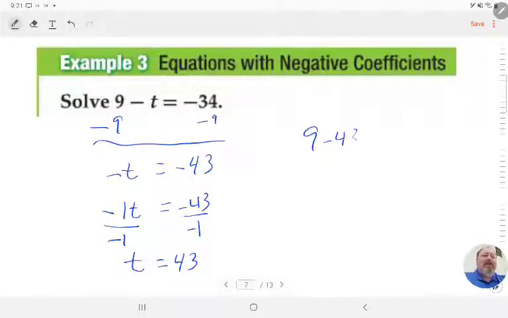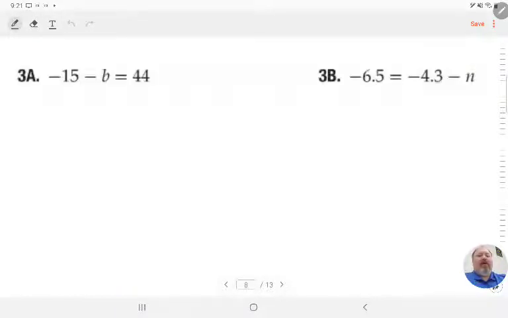9 minus 43 would be like saying 9 plus a negative 43. Opposite signs, you subtract and keep the sign of the larger absolute value. And that would give me negative 34. Check. Okay? All right, so let's work one together, and then again you work the second one and come back and see how you did.